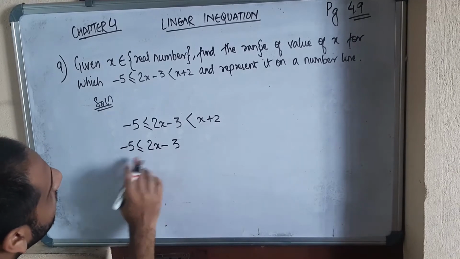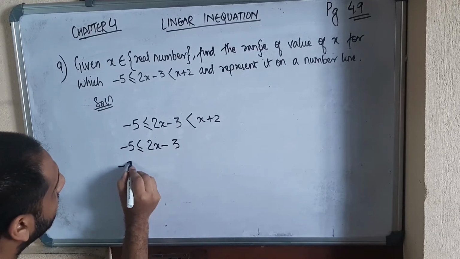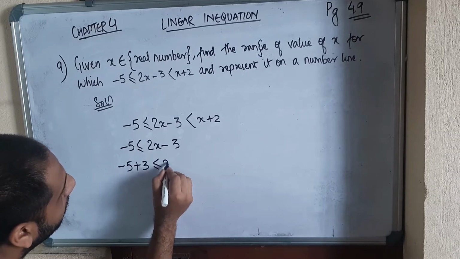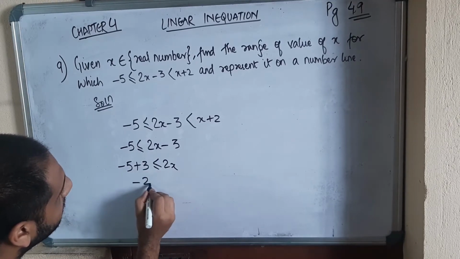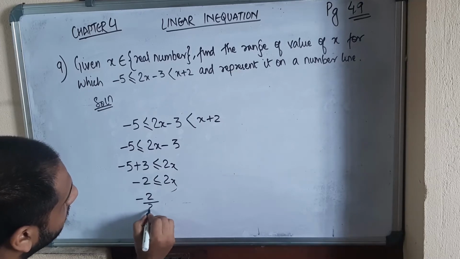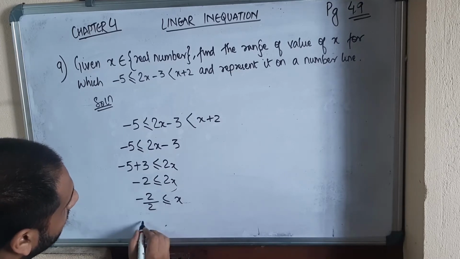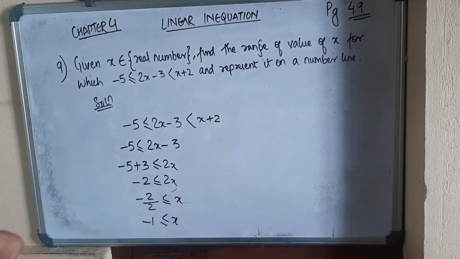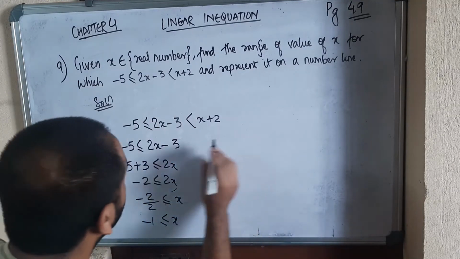I'll solve for x. I'll bring this 3 here. Minus 5 plus 3 is greater than or equal to 2x. Minus 2 is greater than or equal to 2x. Minus 2 by 2 is greater than or equal to x. Minus 1 is greater than or equal to x. So we've got one inequality. Now I'll find another.